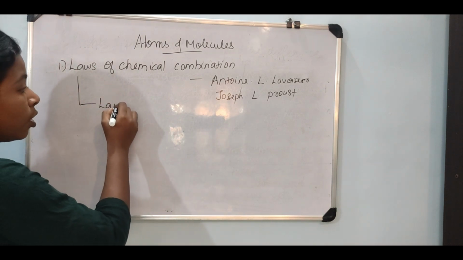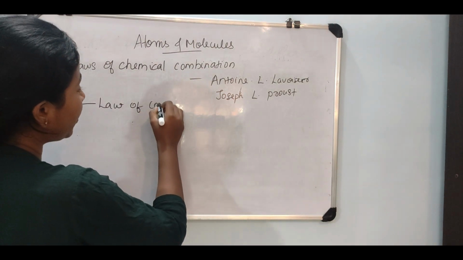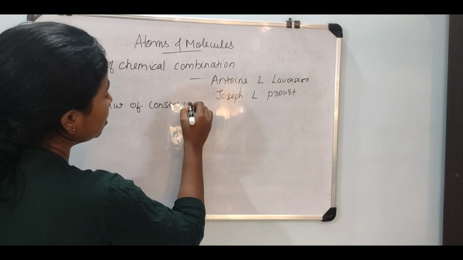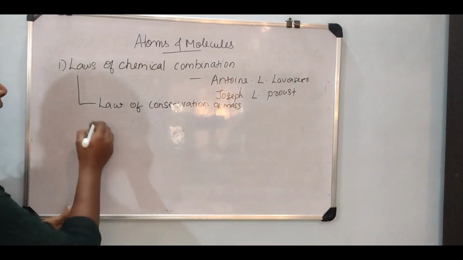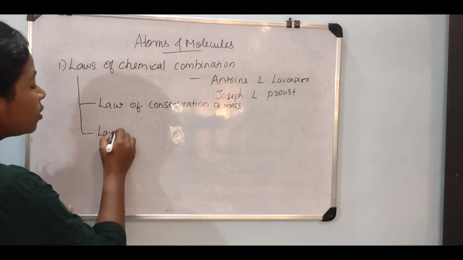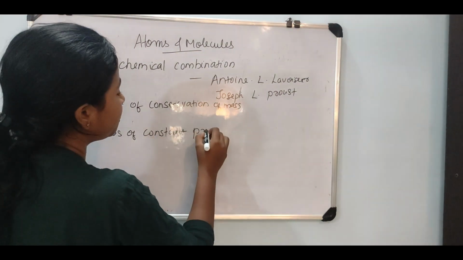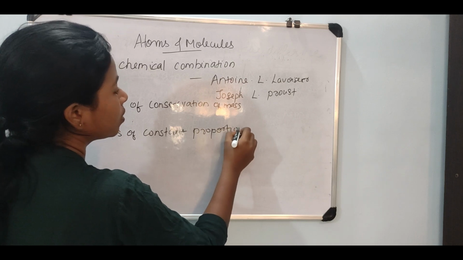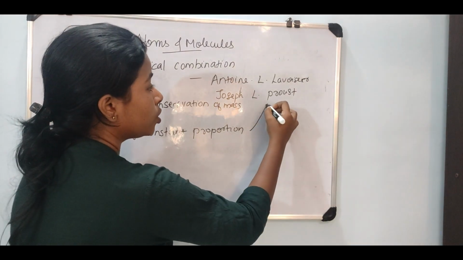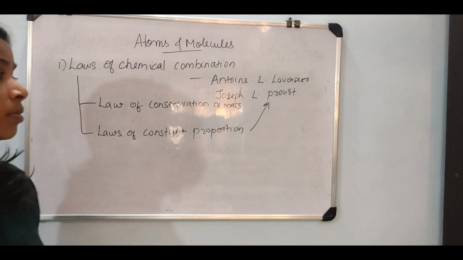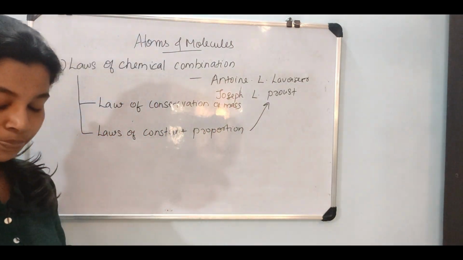The first one is the law of conservation of mass. The second one is the law of constant proportion, which was stated by Joseph L. Proust. Now we are going to see what is known as the law of conservation of mass.